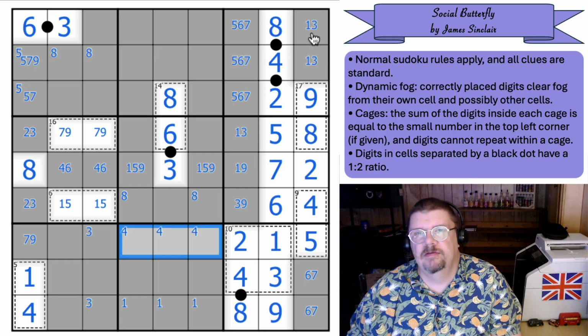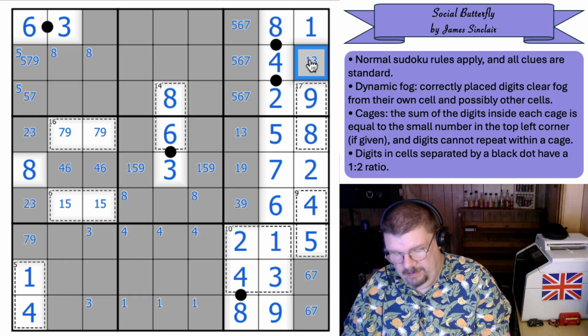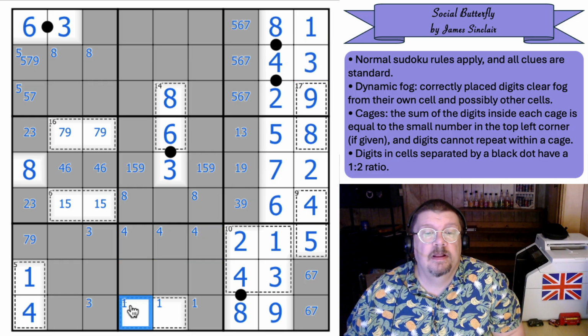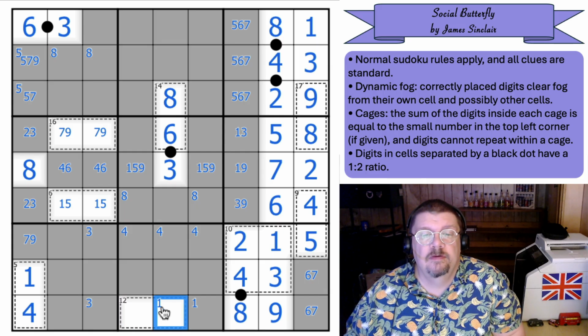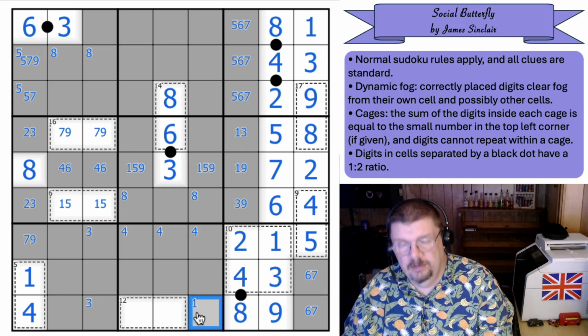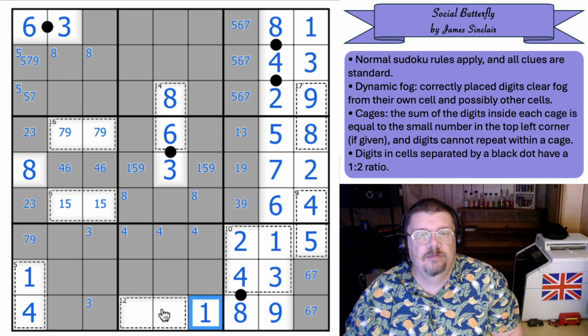All right, this 6-3 is looking across. I can't see it for looking. There we go. And that is a 12 clue, and I can't put a 1 in a 12 clue. So that's where the 1 goes.